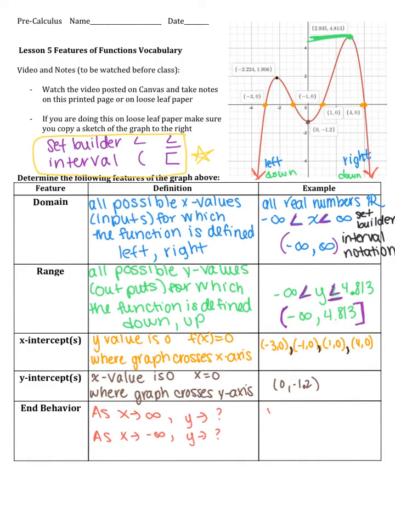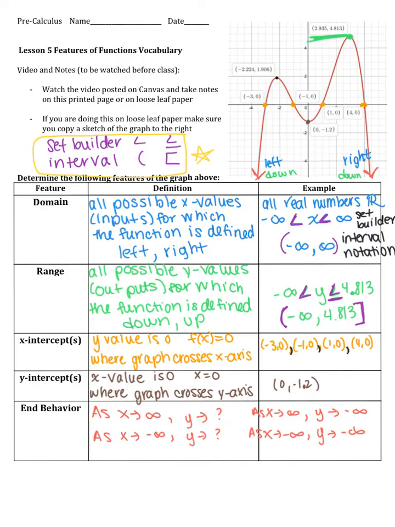In this case, we would say as x approaches infinity, y approaches... well, x approaching infinity means x is going to the right. So that would be this arrow. As x is going to the right, my y is going down. Therefore, y is approaching -infinity. And then the other arrow would be as x approaches -infinity, y is also going down, so that end behavior is also y goes to -infinity. That is it for the features of functions in this video.